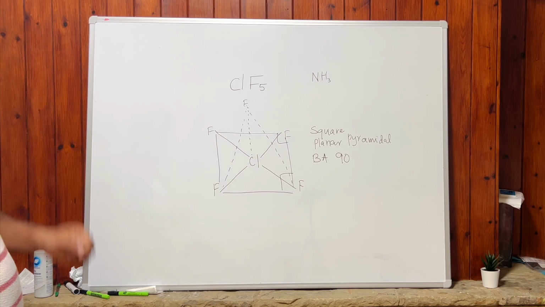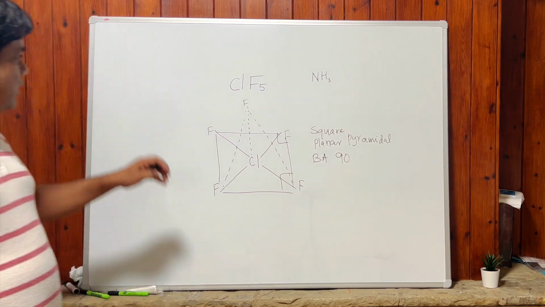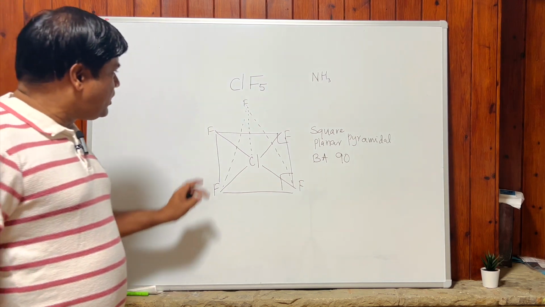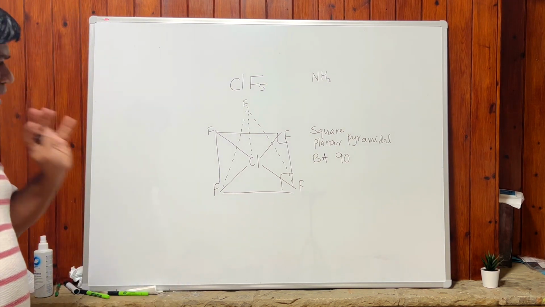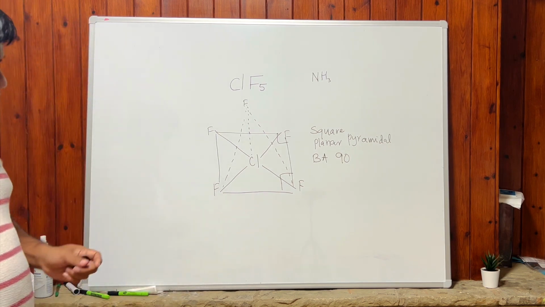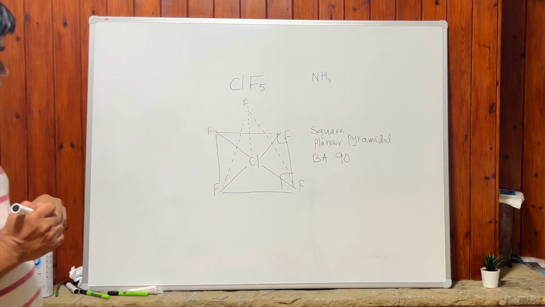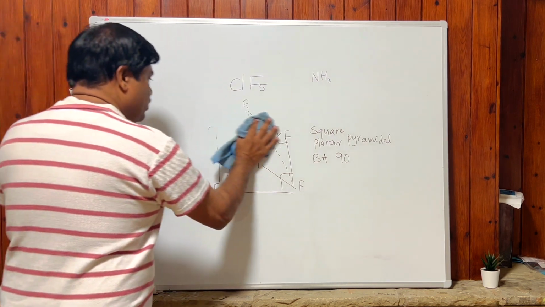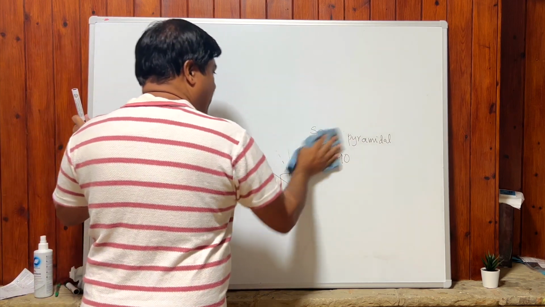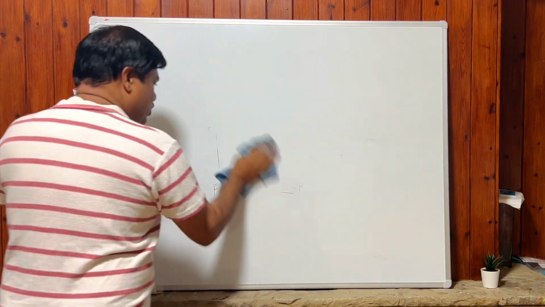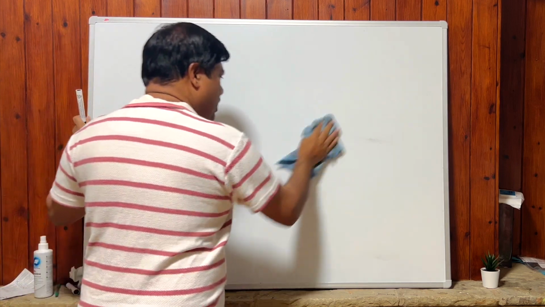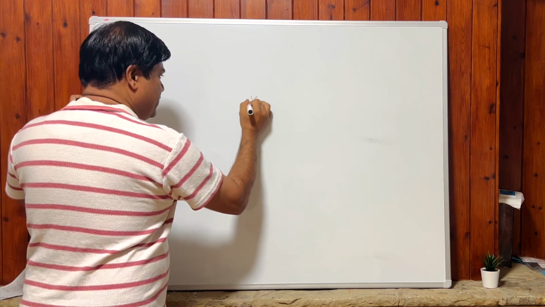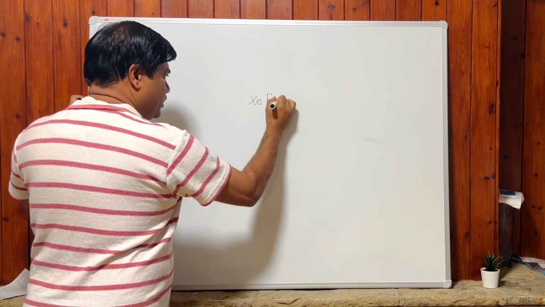Now, so we have done ClF3, chlorine trifluoride, T shape, and ClF5, square planar pyramidal. Now xenon tetrafluoride. Look at the xenon tetrafluoride. XeF4, xenon tetrafluoride. What is the shape and bond angle? XeF4. Look at that.